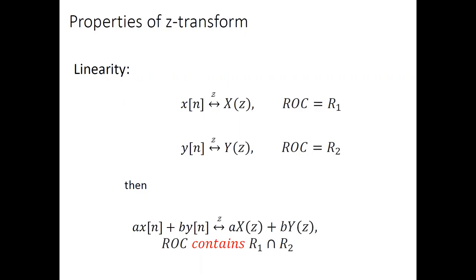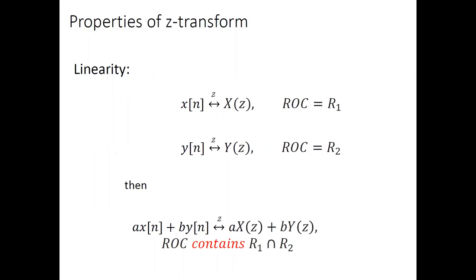The first property, which I think is the easiest to understand, is linearity. It's quite straightforward. We consider two signals, x of n and y of n. Their z transforms are capital X and capital Y. Then if we consider a new signal, a times x n plus b times y n, where a and b can be any complex constant numbers, then the z transform of the new signal is a times capital X plus b times capital Y, which is very similar to the previous linearity properties for all the transforms we've learned.